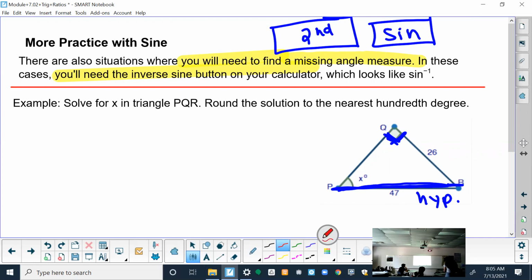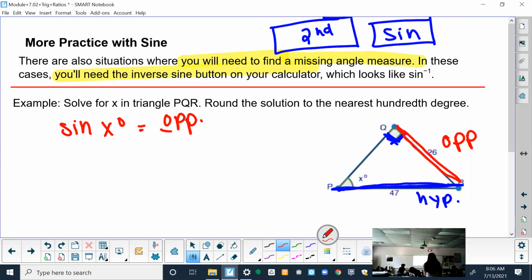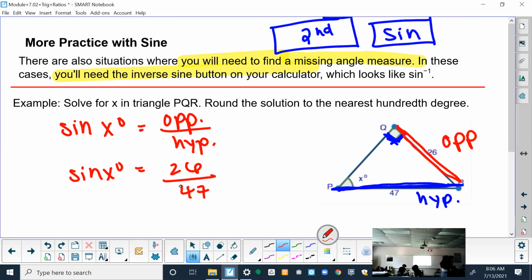What is this side, QR, in relation to this angle that we're looking at? Opposite. Good, it's directly opposite. So again, another sine function, because sine is opposite over hypotenuse. So since sine of x degrees equals opposite over hypotenuse, we know that opposite is 26. We know the hypotenuse is 47, and that's how it's labeled.